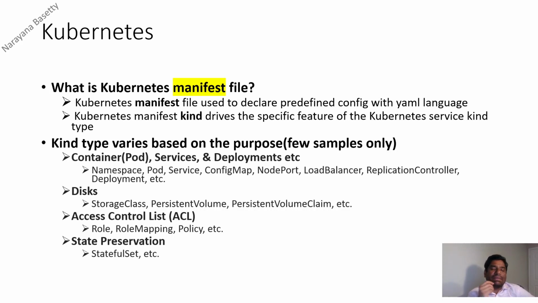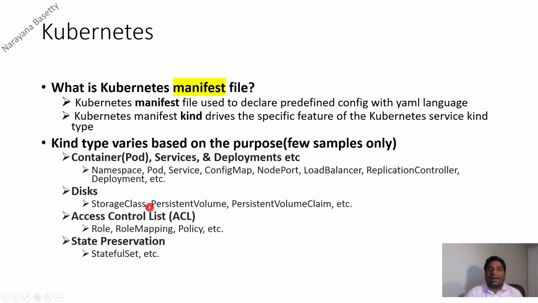Kubernetes majorly uses a term called kind. Kind is basically used to drive a specific feature of the Kubernetes functionality which is running on the Kubernetes engine. We can describe only a few of the services here. I'm not going to describe all of them because it is a big bunch. Please try to go ahead and learn by yourself.